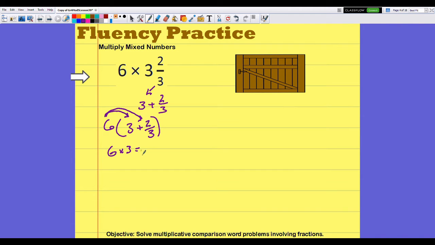6 times 3, that's equal to 18. 6 times 2/3, that's equal to 12/3. Now again, we have an improper fraction. And we know 3 goes into 12, well that's 4 times. So each time we pull out a 3/3, we have a little bit left. And then we get up to 9/3, and then that's going to be 12/3. So now we can add the 18 plus 4. And that's going to leave us with 22 as an answer.